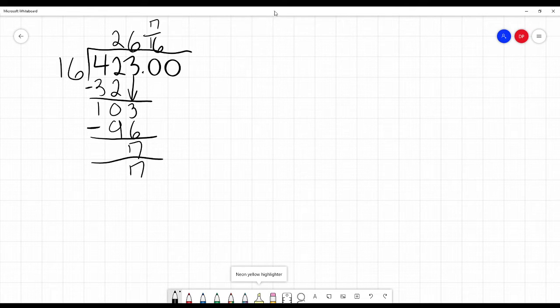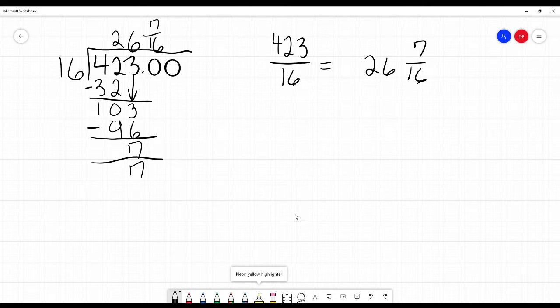In other words, you could write it like this: 423 divided by 16 equals 26 and 7/16. Or if you wanted a decimal form, you could keep going. You'd bring down the 0, and now you're asking yourself, how many times does 16 go into 70? And if I was going to do that, then I would not want this fraction here.